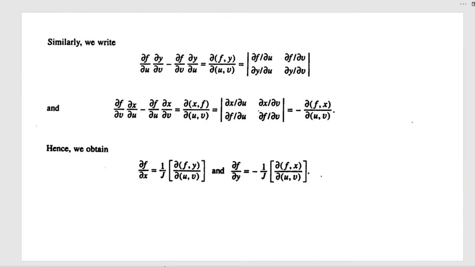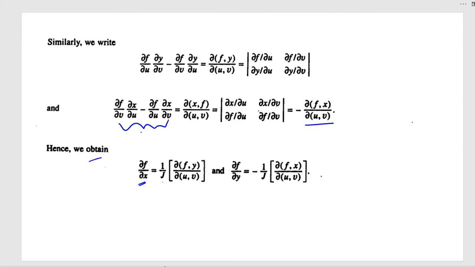Now, if we just try to simplify, this is nothing but del f del x equals, this is 1 by J. So if you apply the notation of Jacobian, the Jacobian can be defined for any variables. With similarity, you can see that this is nothing but the negative of Jacobian f x and then negative of del f x y. Okay.